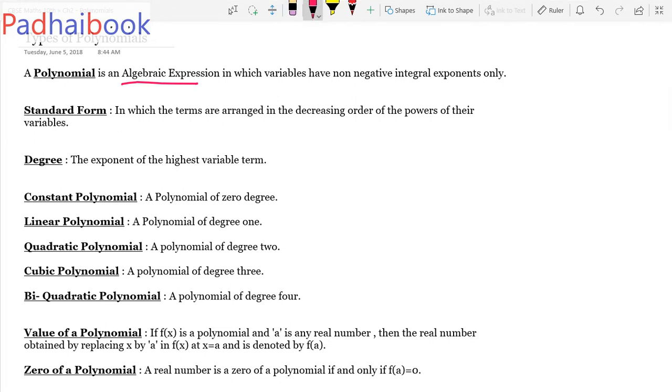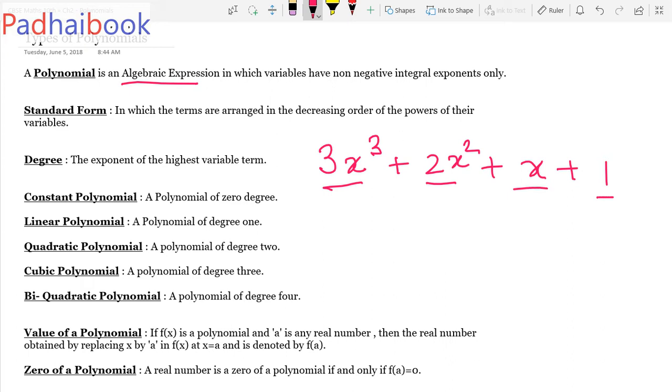Okay, what is a standard form of a polynomial? Now if I am given some polynomial, suppose 3x cube plus 2x square plus x plus 1. Suppose this is the polynomial that we are given. These are the terms exactly. This polynomial has 4 terms. Now if these terms are arranged in decreasing order of the power of their variables, for example, x cube is the variable with the highest power, then we have x square and x. It is in decreasing order. If we write like this and not in some random fashion, then it is a standard form.